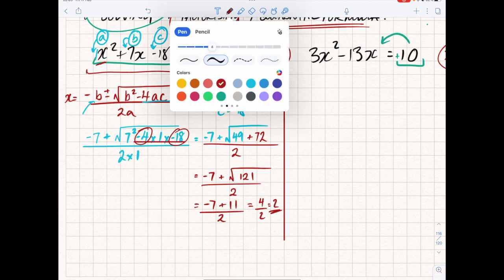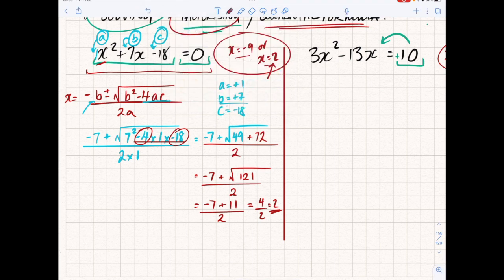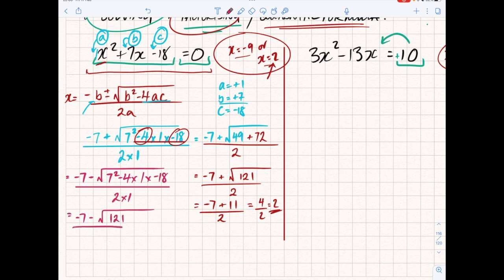And then basically what you need to do is redo the whole thing again, but instead of putting a plus here, you now put a minus. So we write it again, -7, but now we put minus the square root of 7 squared - 4 times 1 times -18, all divided by 2 times 1. And let's go back to what we know. We know that that square root is the square root of 121, and then all divided by 2. We know that becomes -7 minus 11 divided by 2.